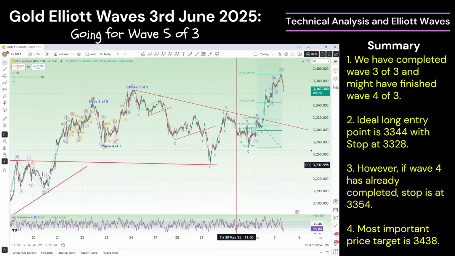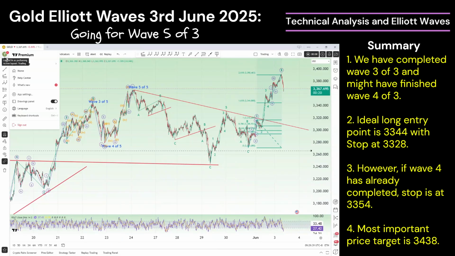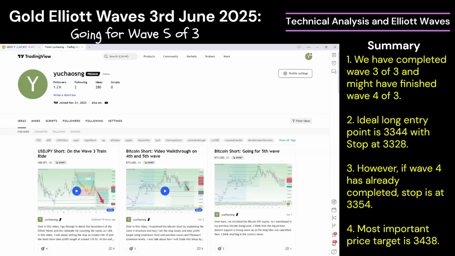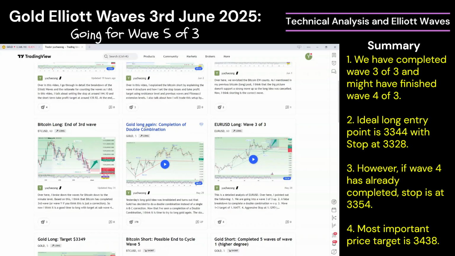Hello, everyone, and welcome to another Elliott Wave analysis. Today I want to go through gold again, just to give you an update on the wave count. And as usual, before that, we look at the last gold idea that I've published.